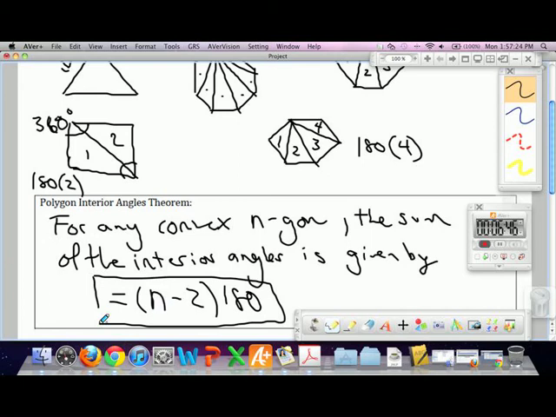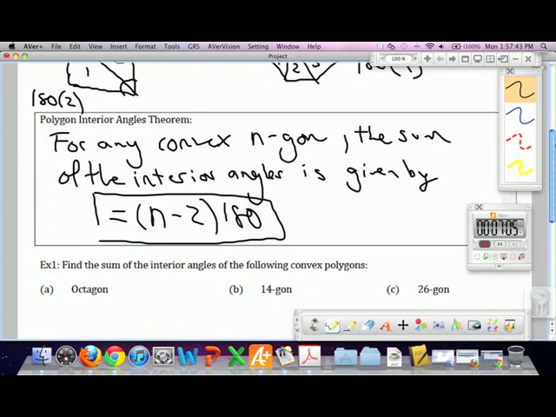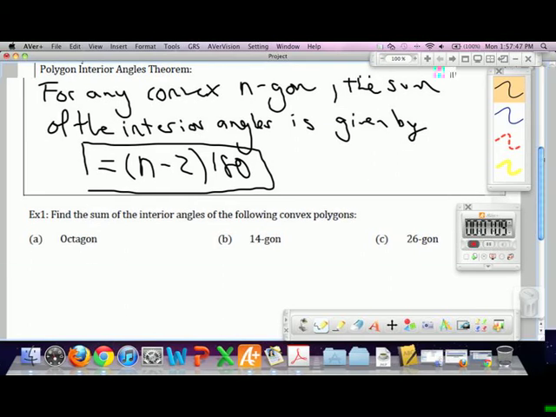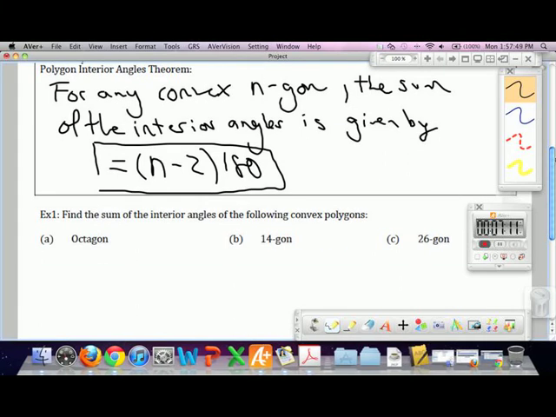A 4-sided figure, a quadrilateral, has 4 sides, 4 minus 2 is 2, 2 times 180 is 360. This is our formula we're going to use to find the sum of the interior angles of a polygon. Knowing that, we should be able to find the sum of the angles of any given n-gon. If we know how many sides, you should be able to tell me what the sum of the angles is. So like an octagon.